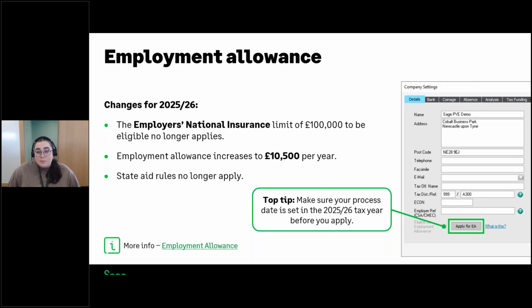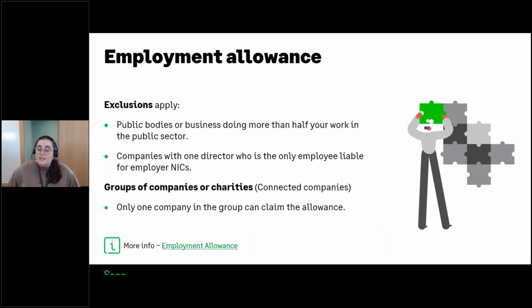So before I show you this in the programme, just a little bit about the exclusions too. Exclusions do apply to public bodies or businesses doing more than half your work in the public sector, and companies with one director who is the only employee liable for employer national insurance contributions. And for groups of companies or charities, so if you've got any connected companies, just to make you aware that only one company in the group can claim the employment allowance. You can read more about those exclusions and employment allowance in general using that link at the bottom of the slide.